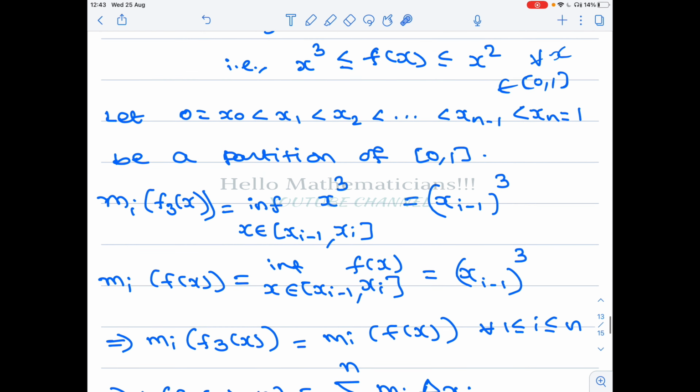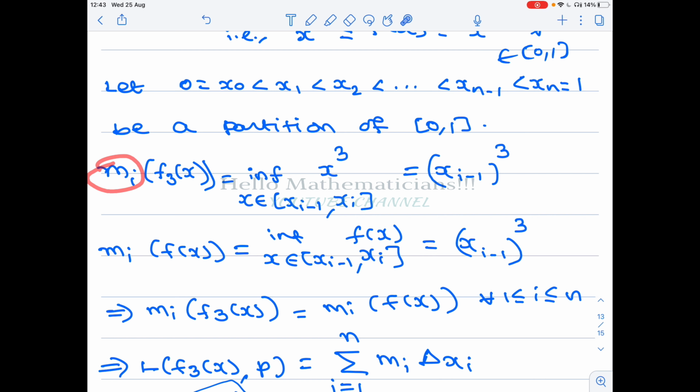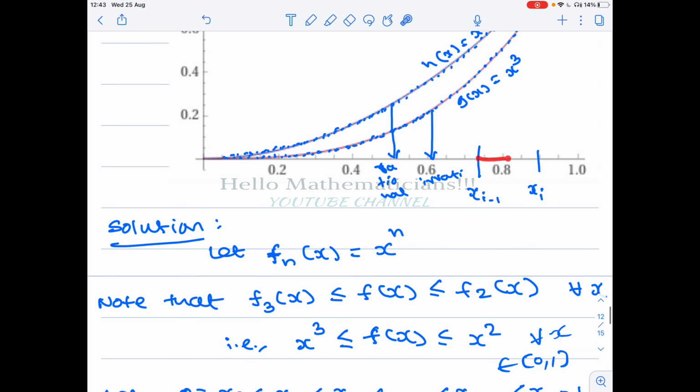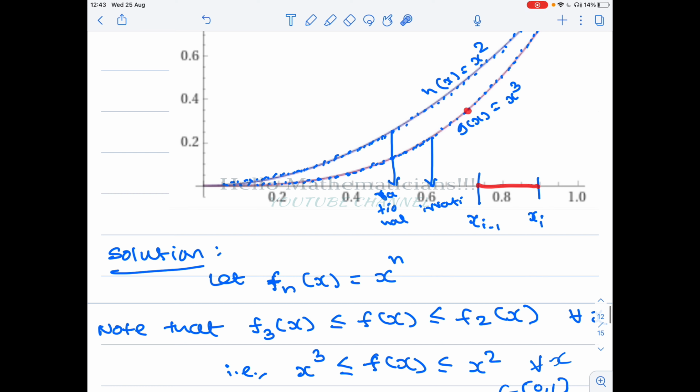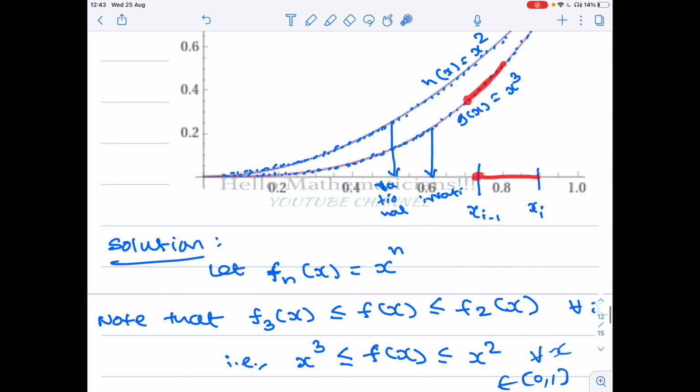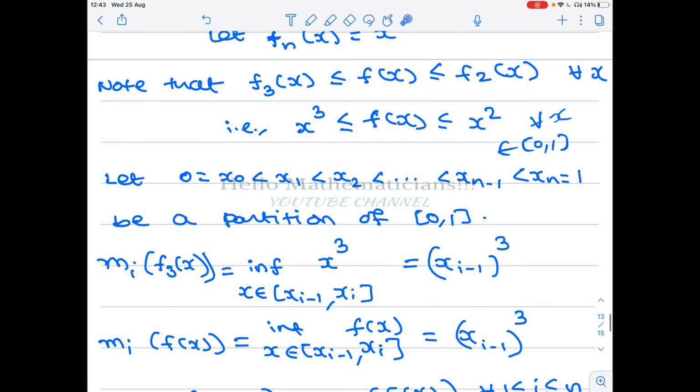Okay, so this m_i denotes the infimum of this function in the ith interval. So in this interval [x_{i-1}, x_i], we have to calculate the infimum of the function x cube. But x cube is an increasing function, therefore its minimum is attained at the left endpoint. Therefore we get m_i of f3 of x equal to x_{i-1} cube.